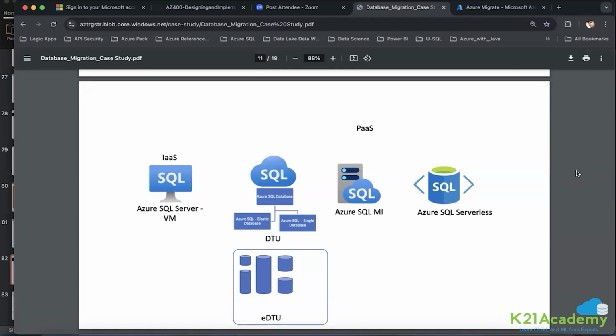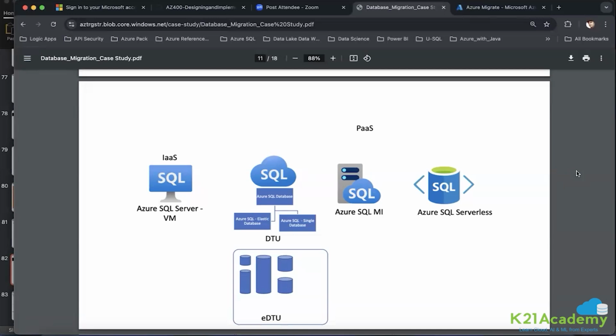And then, of course, here the migration was more from 2008 to 2012 or 2016. So definitely, compatibility and other stuff needs to be checked. And after that, they can plan for the migration activities for that particular infra to infra. Now, when it comes to platform as a service, right?